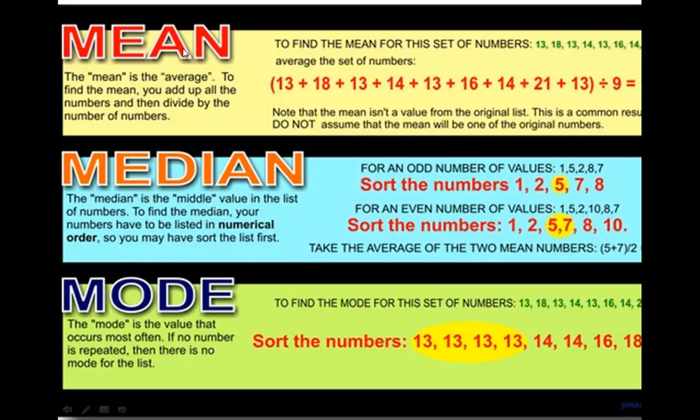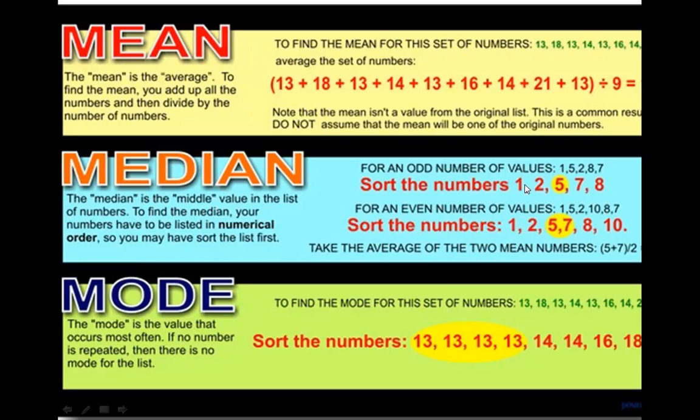To find the mean of a set of numbers, we add up all the numbers and then divide by the number of numbers. The median is the middle value in the list of numbers. To find the median, your numbers have to be listed in numerical order, so you may have to sort the list first.